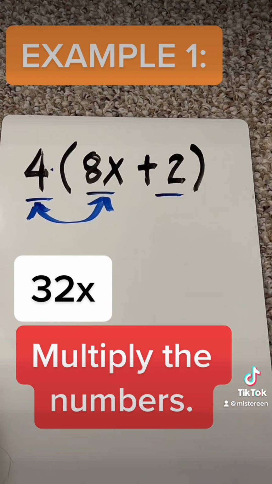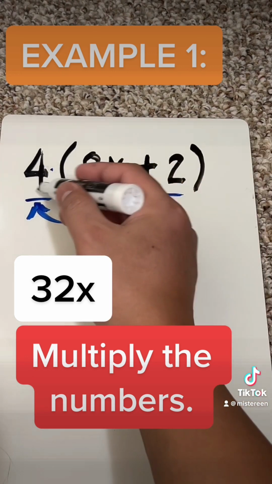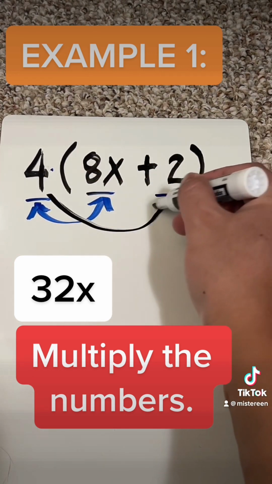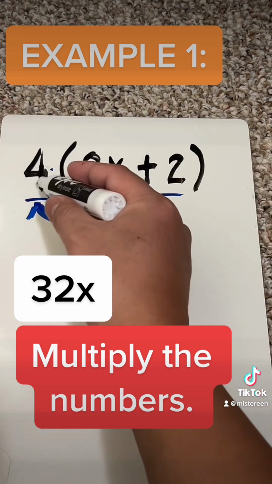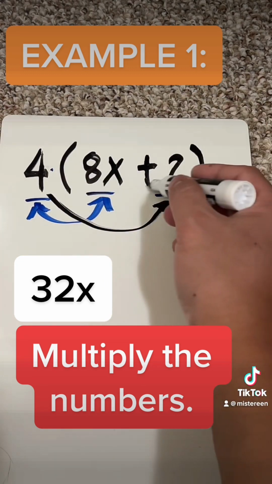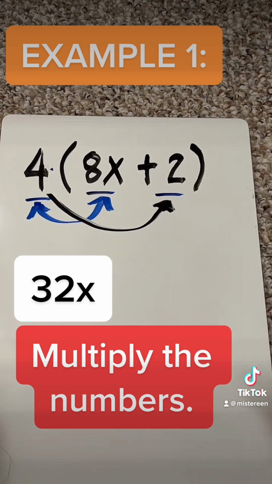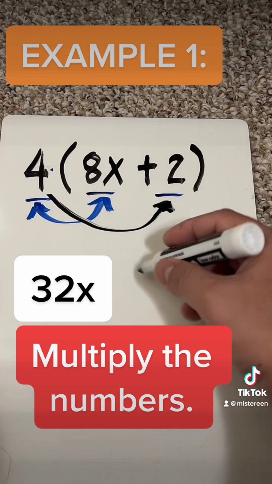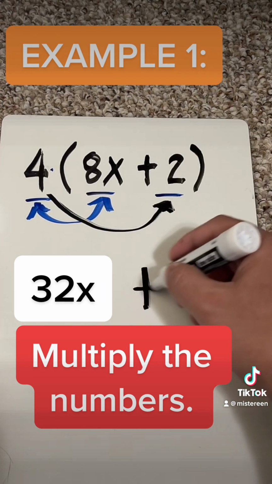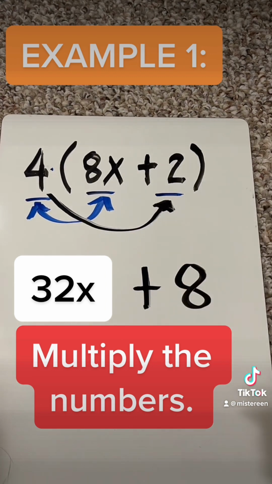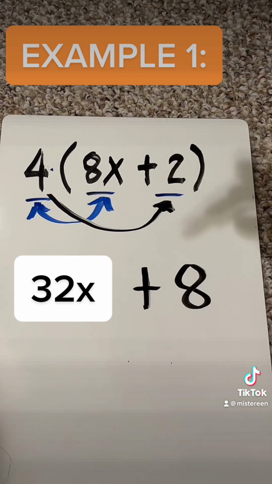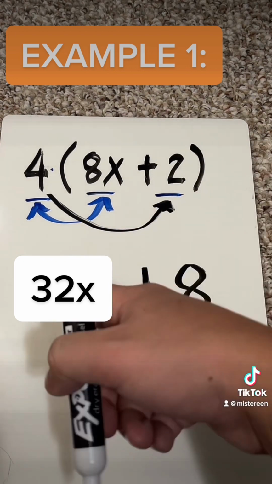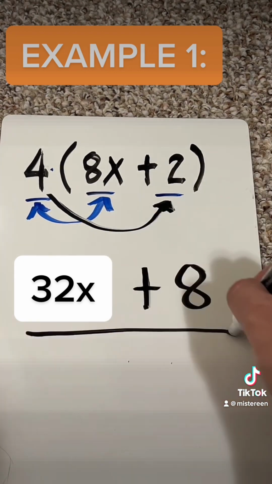Now the second pair will be that number outside again multiplied to the next number, which is positive 2. So 4 multiplied to positive 2. So 4 times 2, which is a positive 8. So I'll put here the number plus 8. And now, once we perform the distribution, that's why we call it distributive, we now remove the parentheses. So this is the answer.